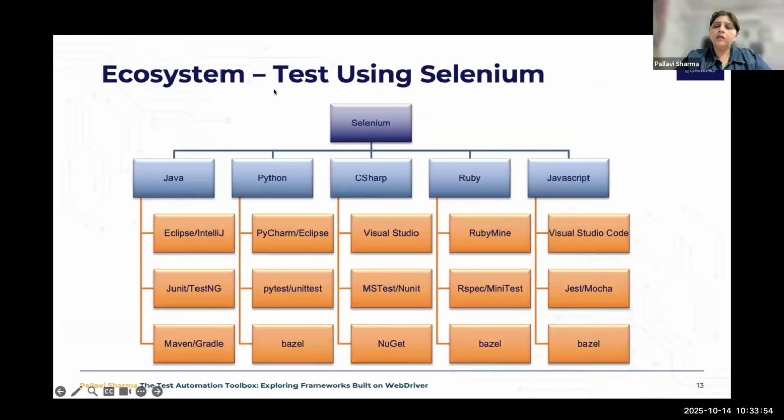Now, if you look at the ecosystem which we can use when we are using a project like Selenium, which is built on the WebDriver API, you have different client bindings. Let's say we pick up C Sharp as a language. Then you need to understand the IDE you would be using, the unit test framework, which would be MS Test or NUnit, and the package manager, which is NuGet. If you are picking up Ruby, then all the tools and interfaces change.